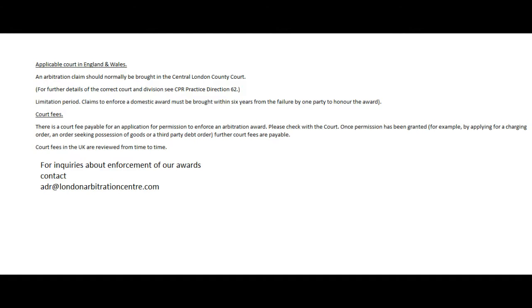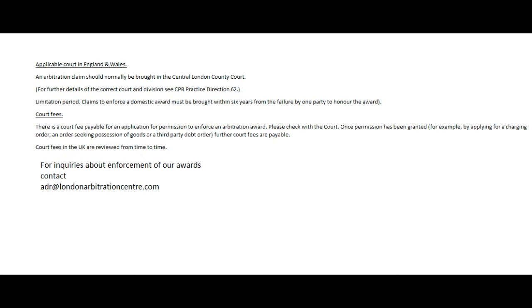An application should normally be brought to the Central London County Court, although an application can be made to the High Court or one of the district registries. Claims to enforce a domestic award must be brought within 6 years from the failure of one party to honour an award, that is the same as orders of the court generally.